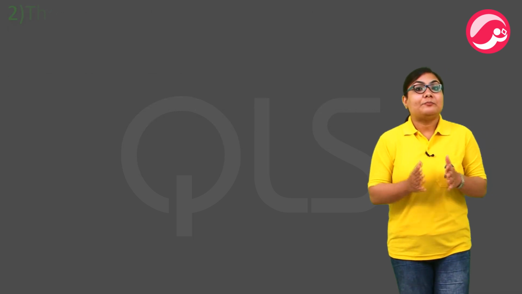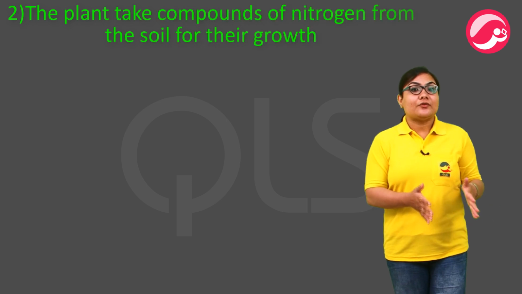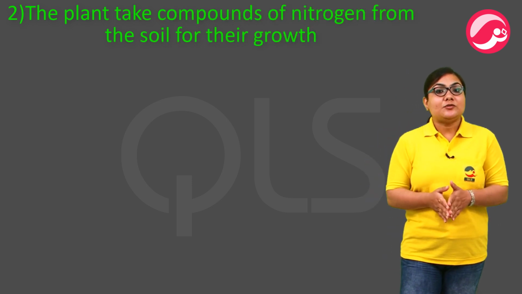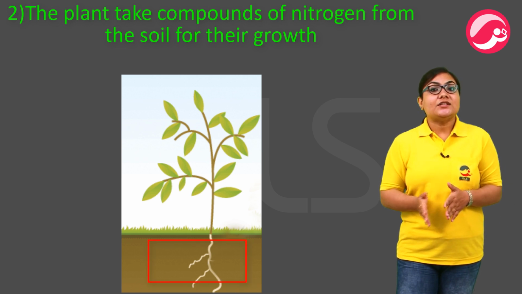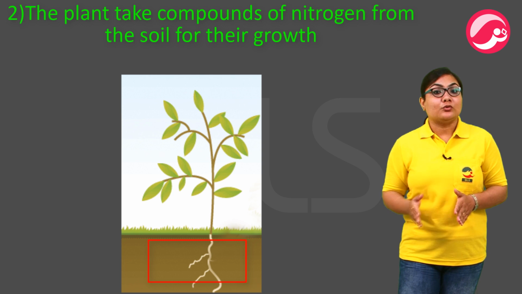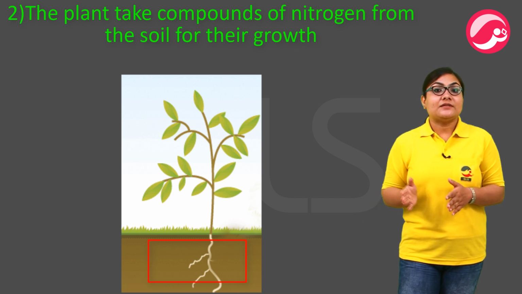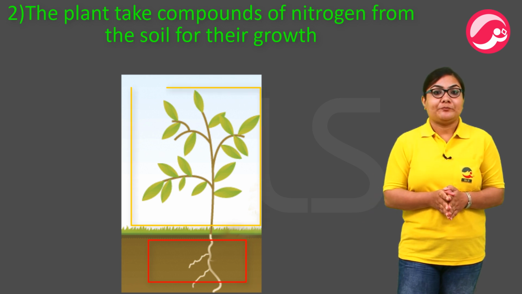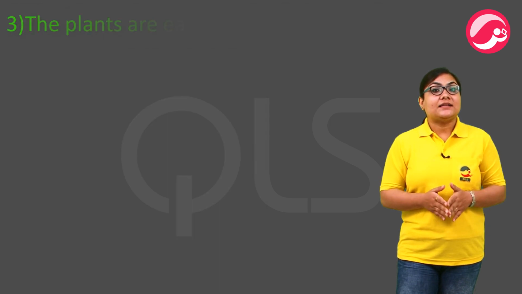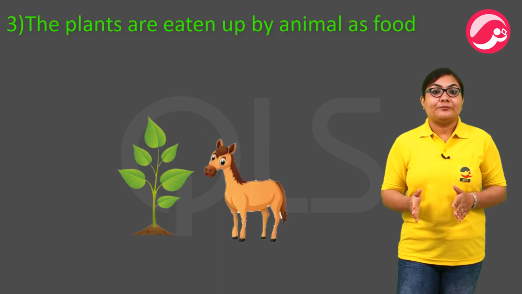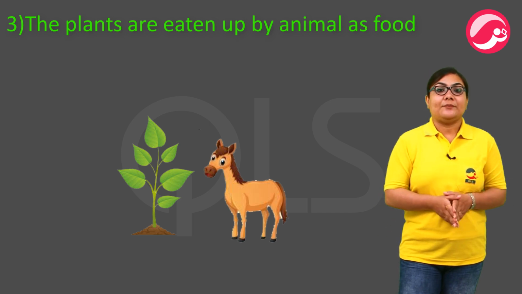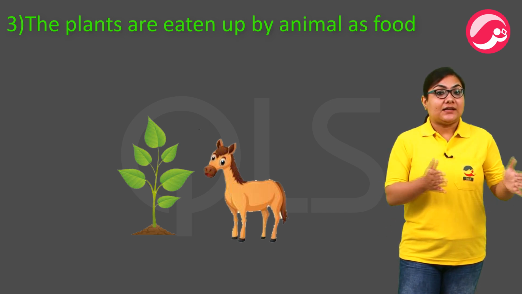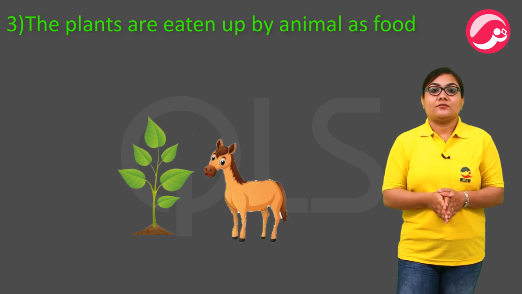Second, the plants take the compounds of nitrogen from the soil for their growth. The plant absorbs the nitrogen compounds from the soil through their roots. The plant then converts the compounds of nitrogen into plant proteins and other organic compounds which make up the body of the plants. Third, the plants are then eaten by animals as food. Animals then convert plant proteins into animal proteins and other organic compounds which make up their body. Some animals also eat other animals to obtain nitrogen compounds.